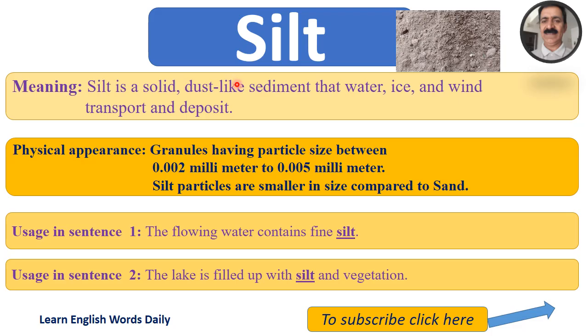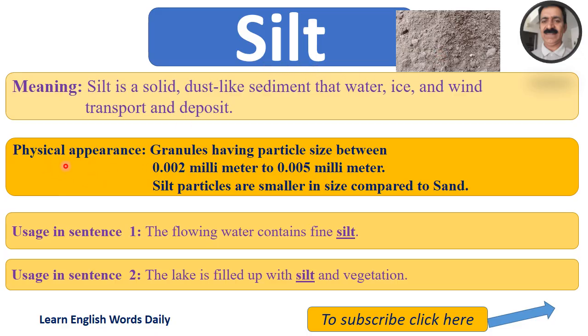Dear friends, now let us try to learn the word silt in a detailed manner. The word silt means a solid dust-like sediment that water, ice, and wind transport and deposit. That means silt is a fine particle of rock material which can be transported by the blowing wind and the flowing water. If you look at the image given here, you will be in a better position to understand the meaning of the word silt.